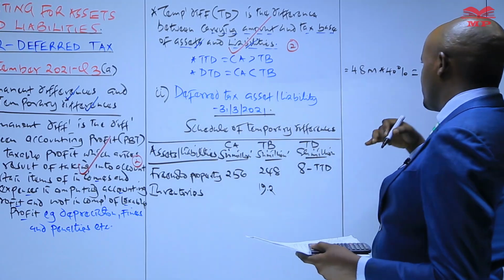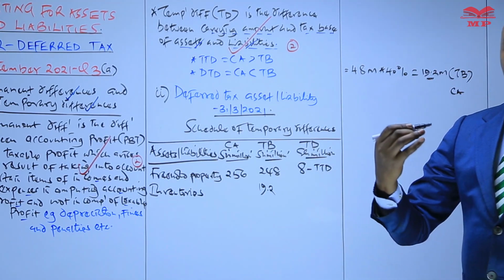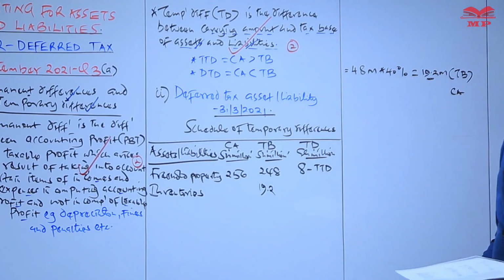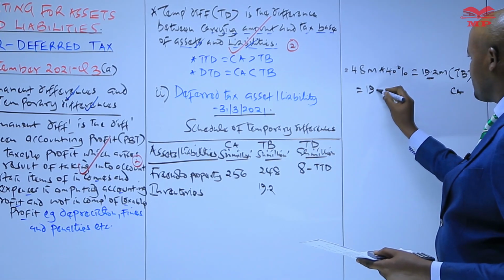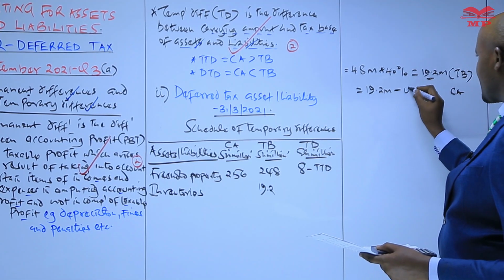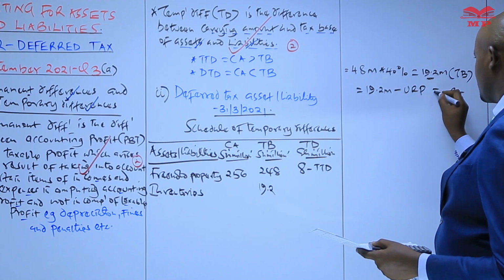What about now the carrying amount? So this particular inventory will be taken to the group statement of financial position at this value here, that is 19.2, but minus the unrealized profit.